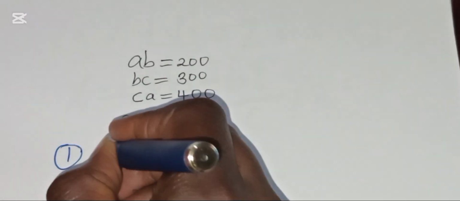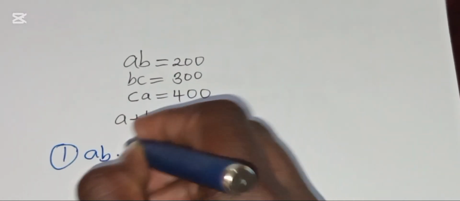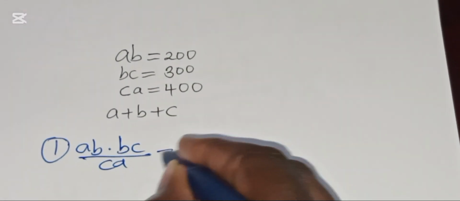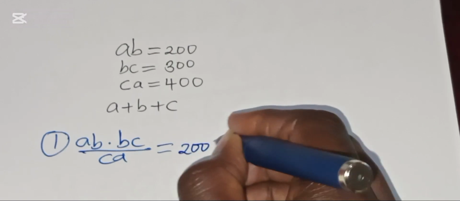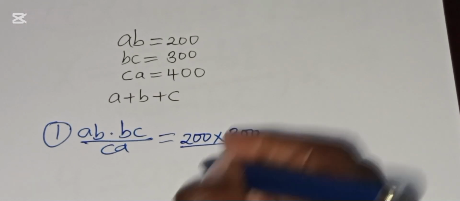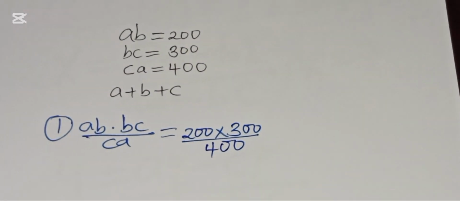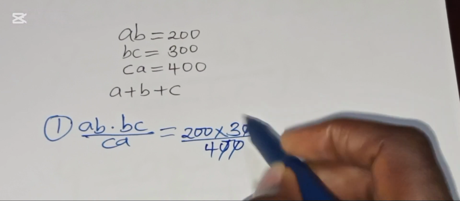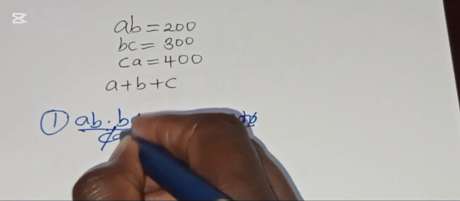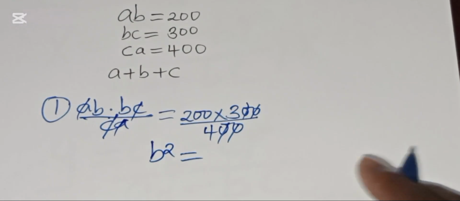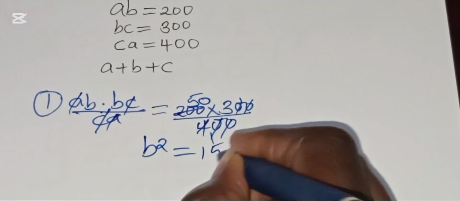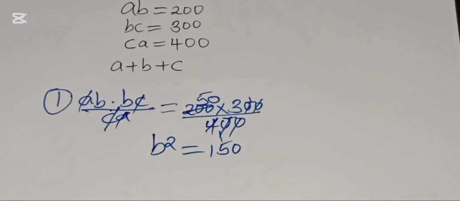is to determine the value of ab multiplied by bc divided by ca. Now as you can see, ab is equal to 200 multiplied by bc, which is 300, divided by ca, which is equal to 400. If you simplify everything here, c and also a, you're going to have b squared. This is equal to 60000 divided by 400, so this is 150. So b squared is equal to 150.